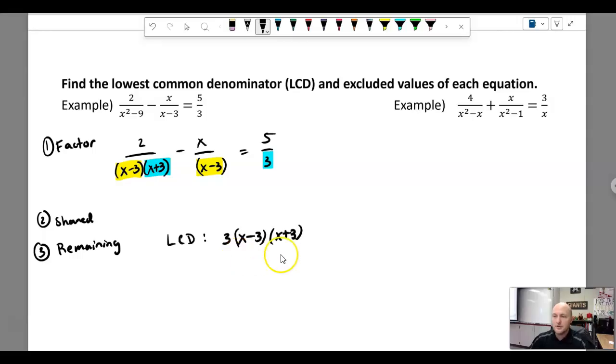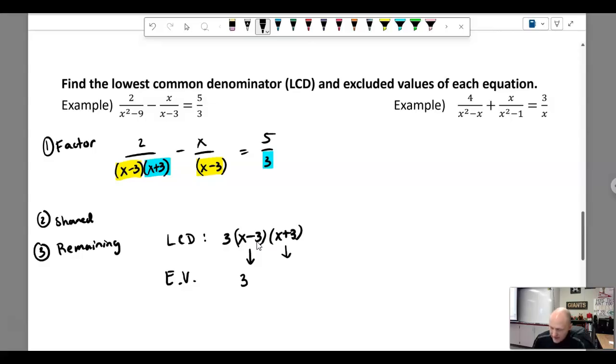So here's my LCD, and I'll also talk about excluded values here in this portion too. Really easy to do from this stage. I'm just going to go ahead and set the value from the factor that would create a 0. So x minus 3, and it's similar to what we did in identifying h. What value would make this factor 0? Well, 3, right? 3 minus 3. So it's kind of like the opposite value that you see.